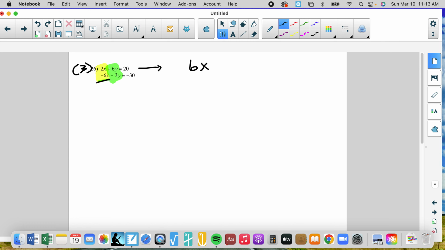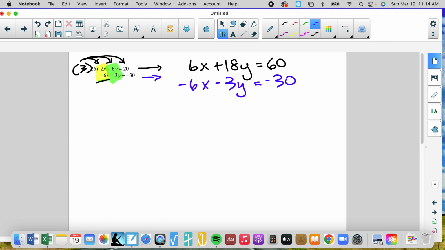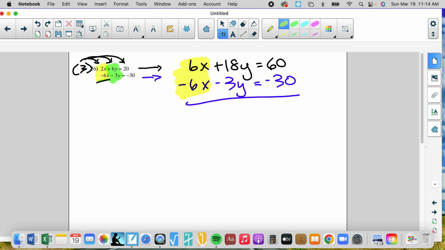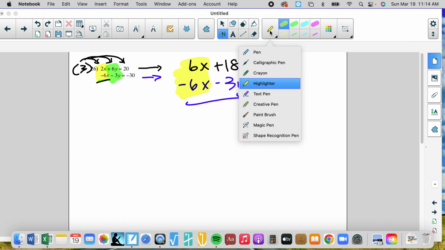I get my positive 6x, plus 18y equals 60. Most students will make a mistake here writing an equivalent equation because they didn't multiply everything by the 3. 3 times 2x is 6x. 3 times 6y gives me 18y. 3 times 20 is 60. And I'm just bringing down my other equation. I don't have to manipulate it or write an equivalency because my x's are going to cancel. I've done what I was hoping for, getting rid of one of the variables.